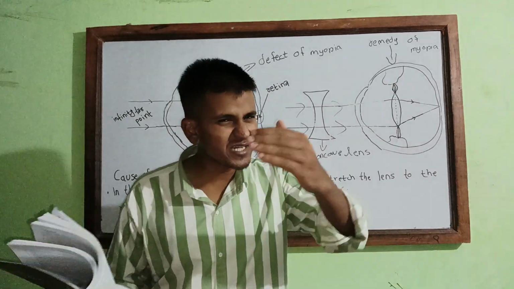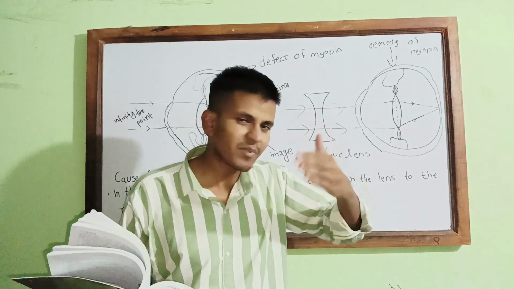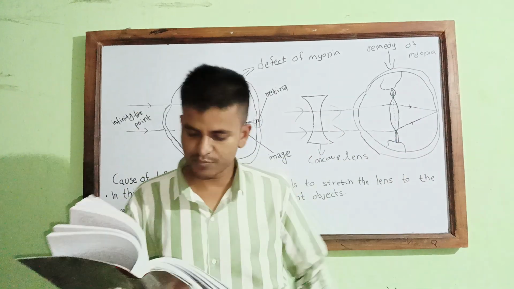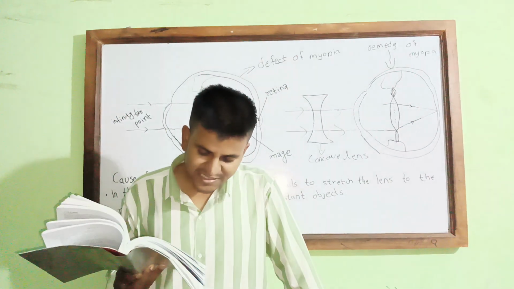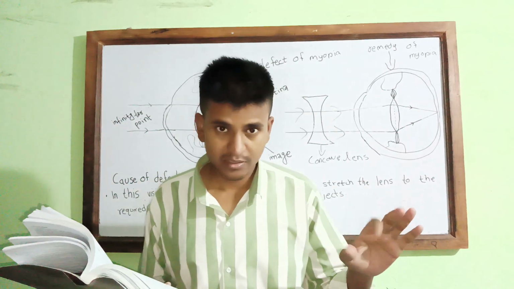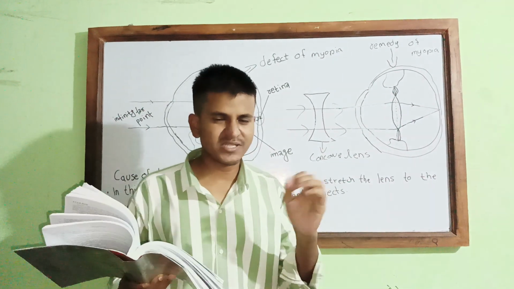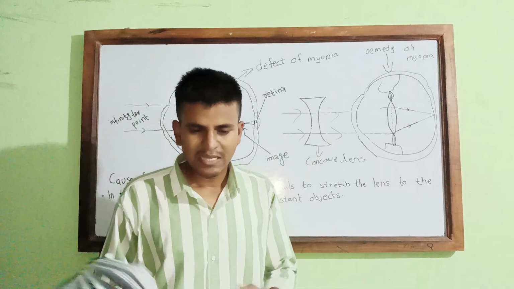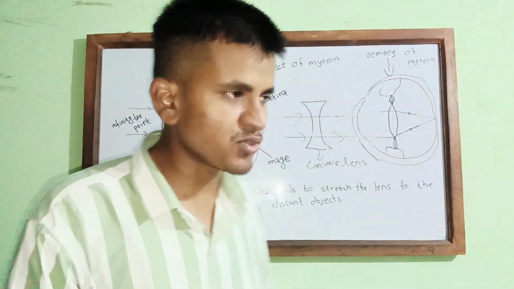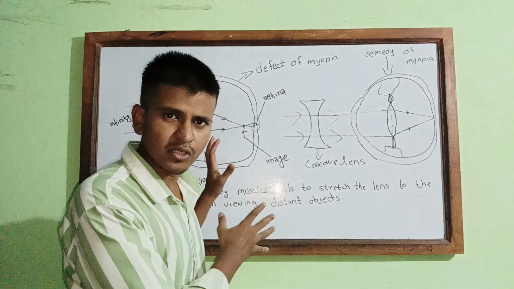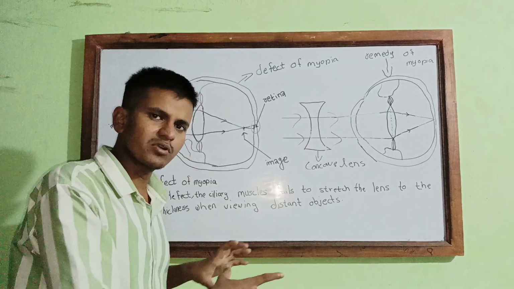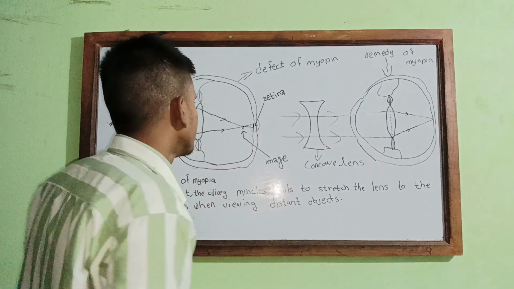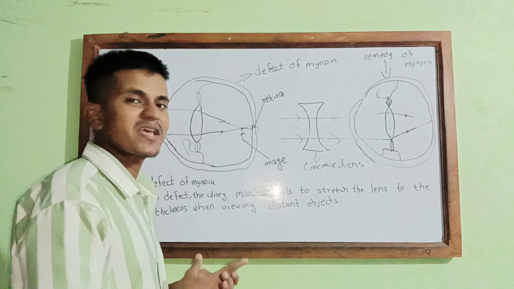So here, what is the defect? A person can see nearby objects, but he can't see far objects. He can't see distant objects clearly. He or she can see, but not clearly. It will be blurred. Why does this blurriness come? I will write the definition also in the next video, because there was no space on the board.